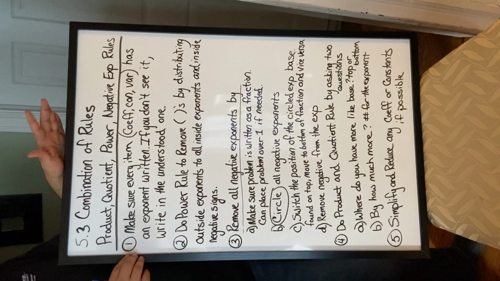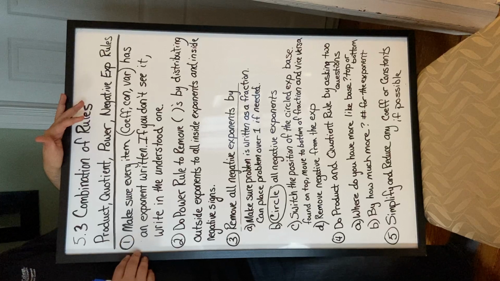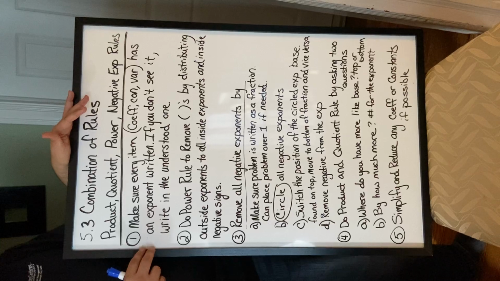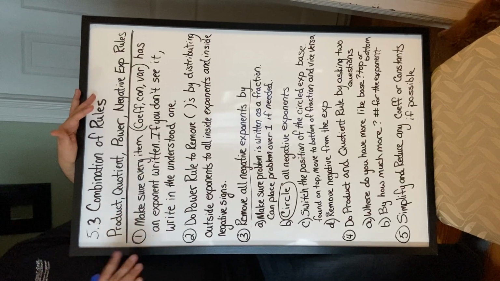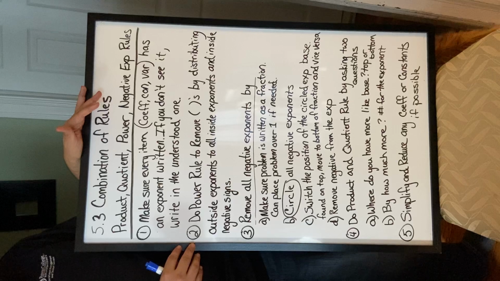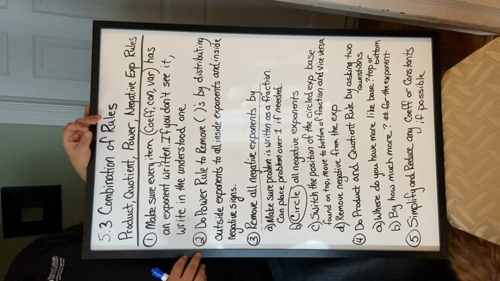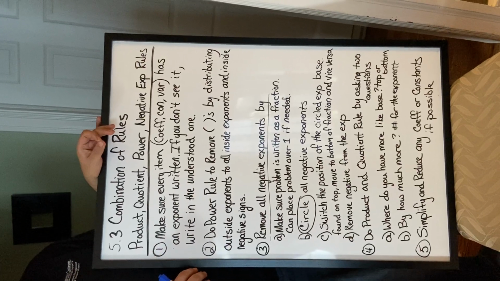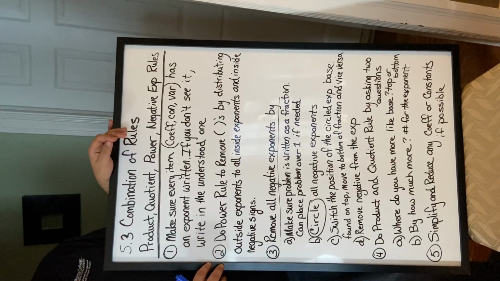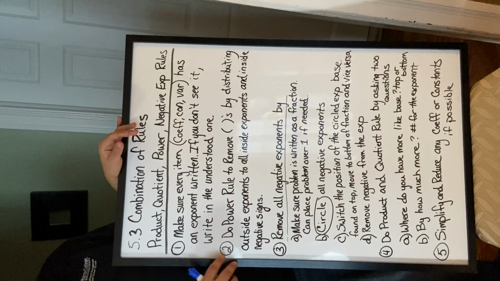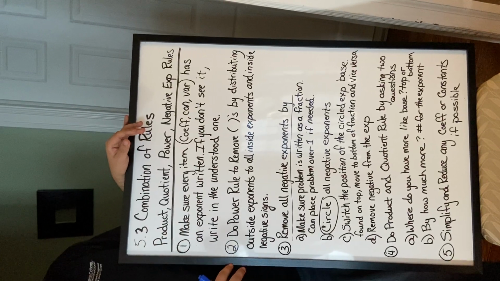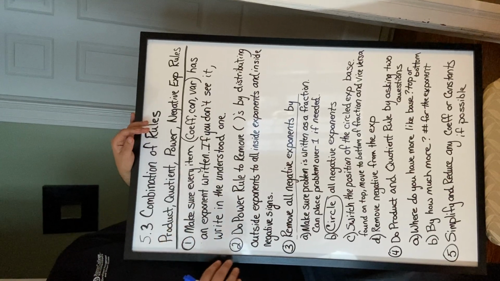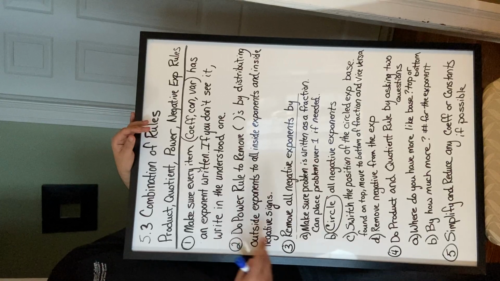Step 1. Anytime that we're doing combination of rules, make sure that every item, like a coefficient, constant, variable, has an exponent written. If you don't see one, we know there's an understood one, just write it in. The second step, we want to get rid of those parentheses, so we're going to do power rule. If you have an outside exponent, you can distribute to all inside exponents. It doesn't matter if the outside exponent has a negative sign. We're going to distribute. So make sure you distribute to all inside exponents, and if there's a negative sign in front, like a coefficient, make sure you distribute to that as well.